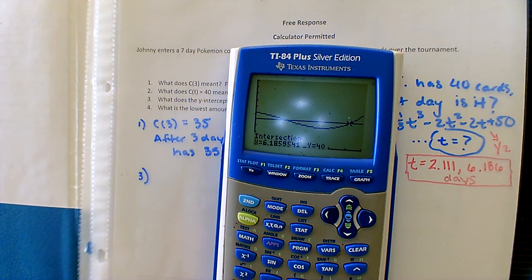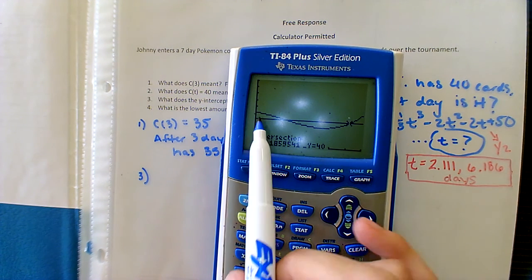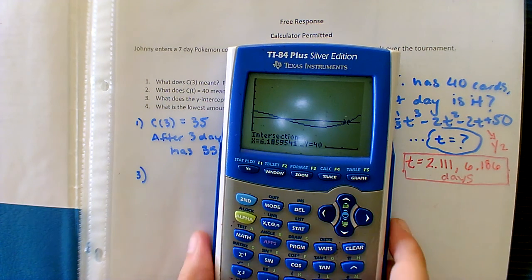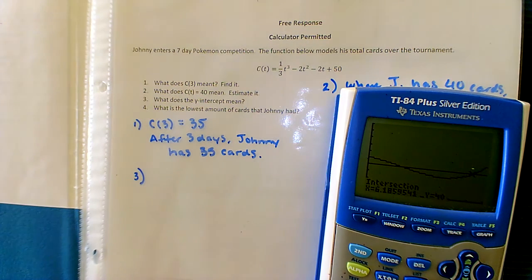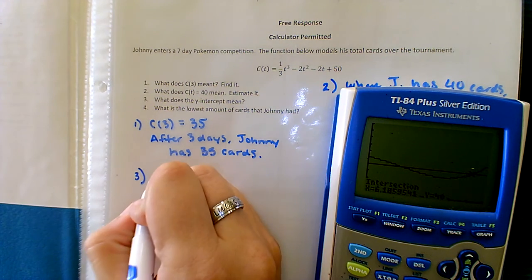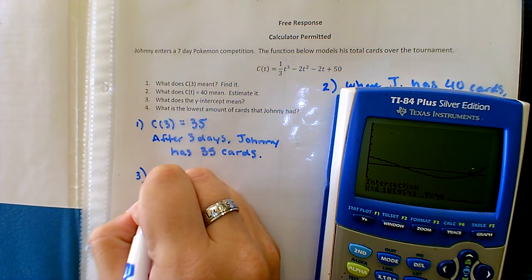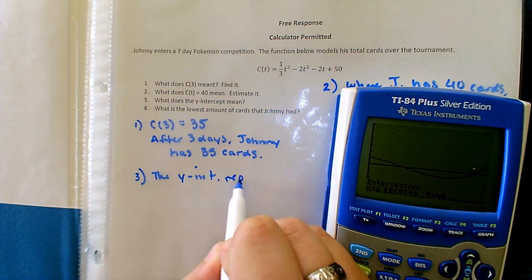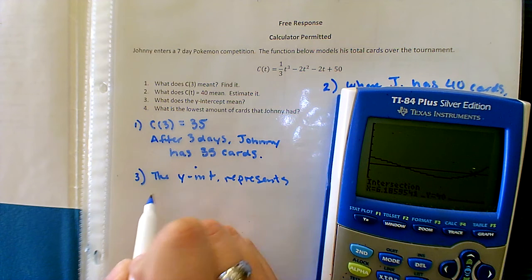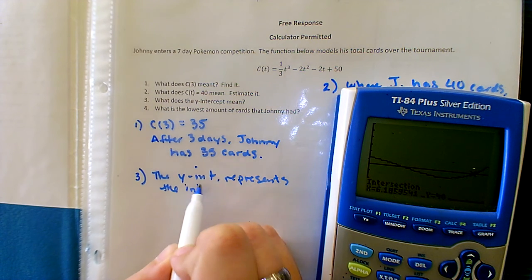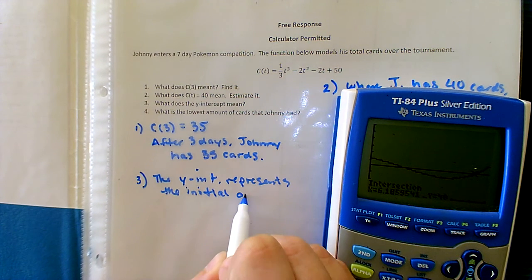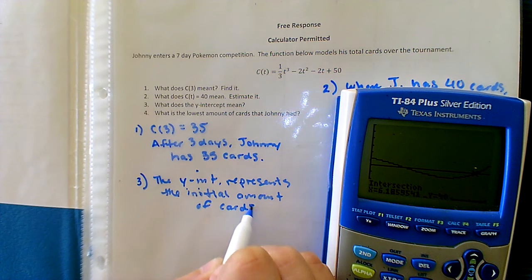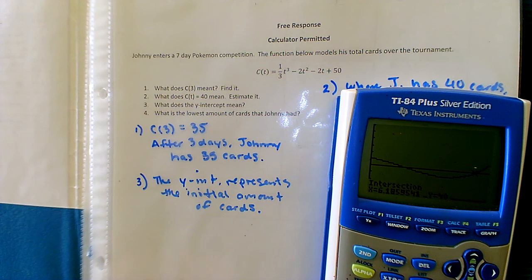How many cards he had at the beginning, okay? So our y-intercept is where the curvy graph crosses the y-axis. That's representing a time of 0, okay, an x value of 0. So we'll say the y-intercept represents the initial amount of cards. Okay, how many cards Johnny started with?